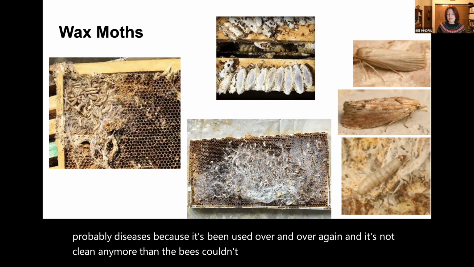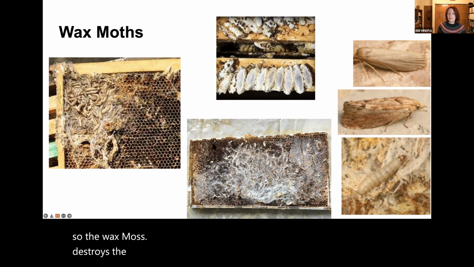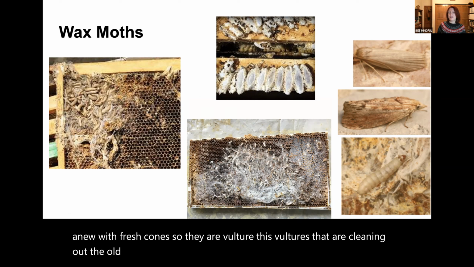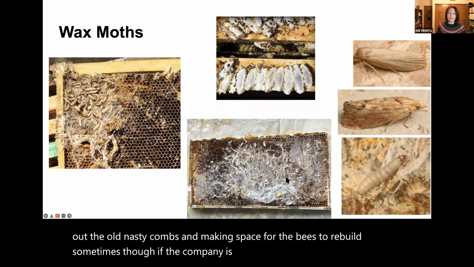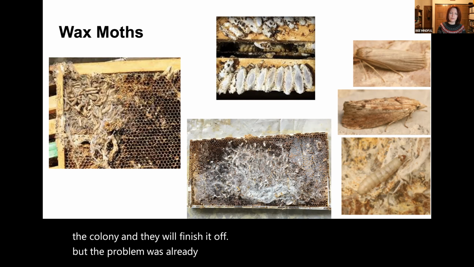So the wax moth destroys the entire comb, leaves it empty, and then the bees can rebuild anew with fresh comb. So they are vultures that are cleaning out the old nasty combs and making space for the bees to rebuild. Sometimes though, if the colony is too weak, that will spell the doom of the colony and they will finish it off. But the problem was already there. That's why they were weak.